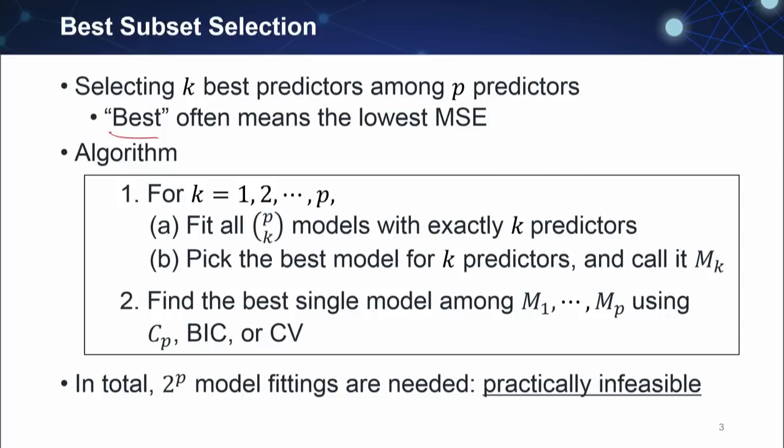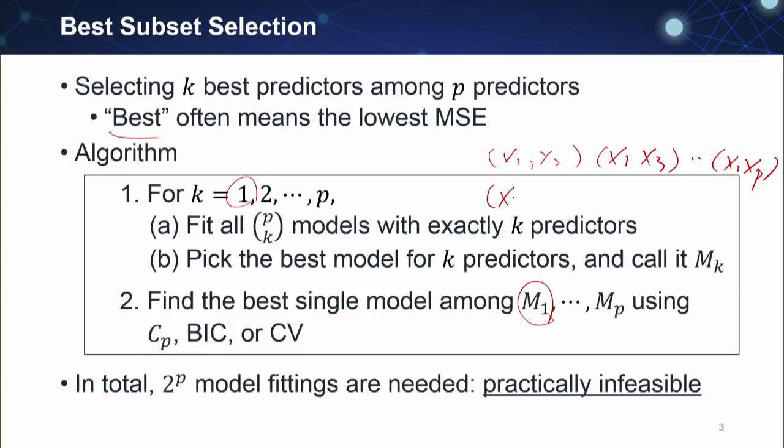The algorithm is simple. It starts with k equal to 1. For each x, we fit a model with only one variable. There will be in total p models. Among them, we select the best model and call it M1. Okay? Then the next step is when k equals 2. Then we fit the model for all combinations of two variables, like x1 and x2, x1 and x3, up to x1 and xp.